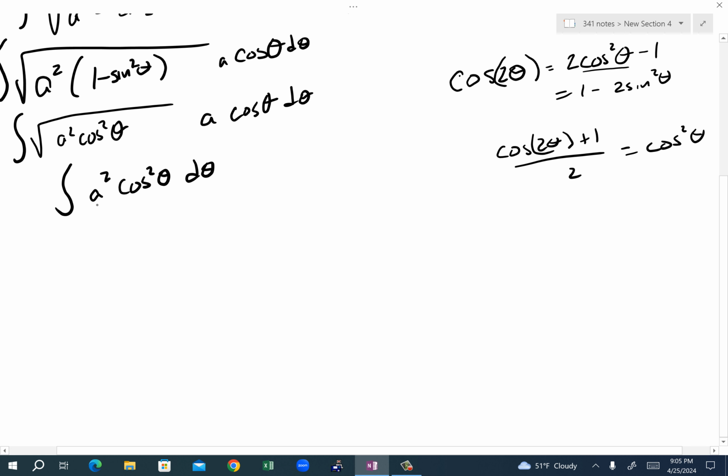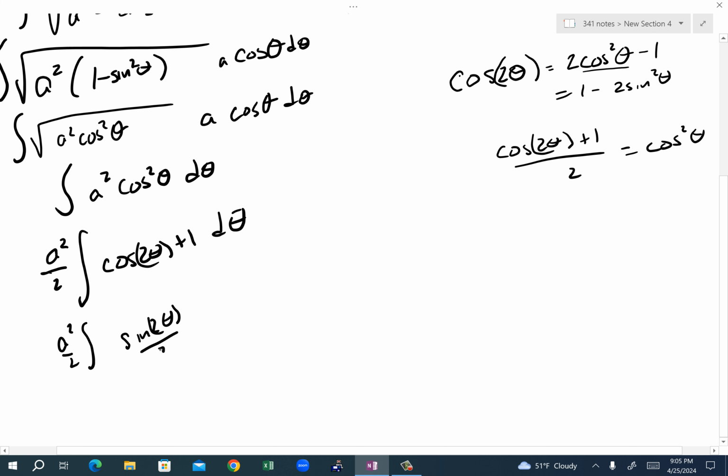And so if you do that, I'm going to pull the a squared and the 2 out front. That's going to give me a squared over 2 times the integral of cosine of 2 theta plus 1 d theta. The cosine of 2 theta integrates to sine of 2 theta over 2, because you do a little substitution there. And so you have this result plus C, or if you have limits, you can evaluate at that point. It's quite straightforward.